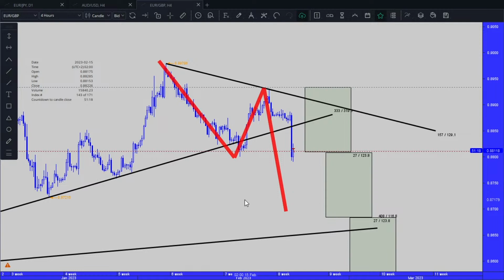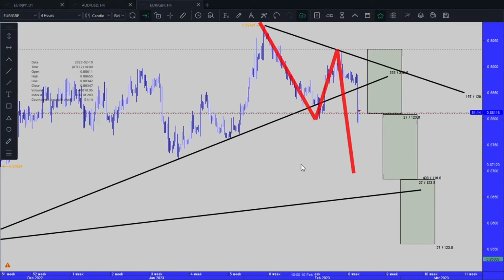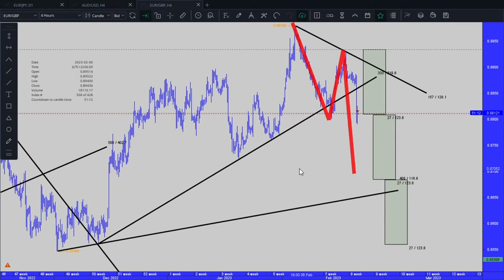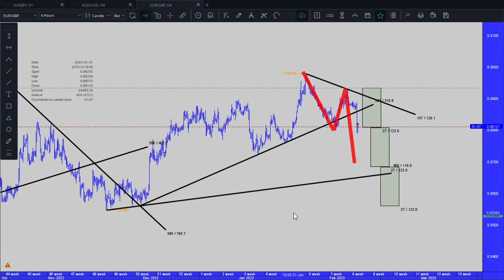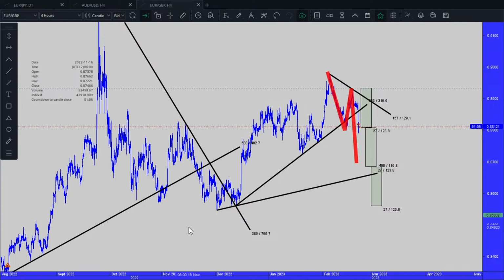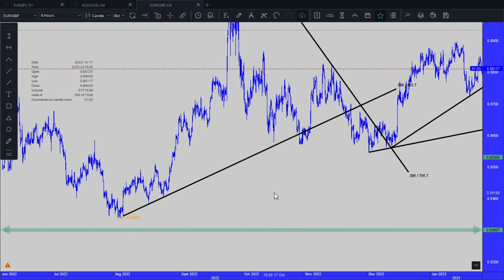What do you think about Euro GBP going short, everybody? Do we have any challenges? Maybe yes, maybe not, right? Market exactly, higher highs, higher lows.